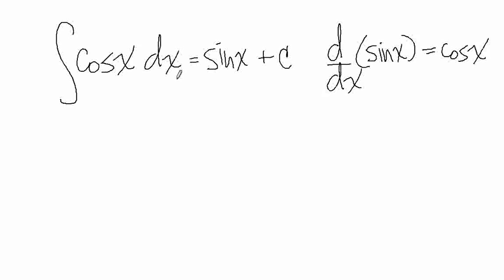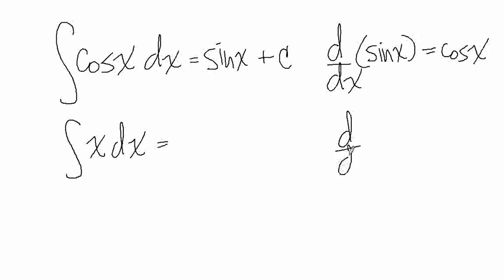Now, let's do another example. Let's calculate the antiderivative of x itself with respect to x. So I'll put that dx. All right? Now, again, to answer the question, what is the antiderivative of x, we have to answer the following. The derivative of some mystery function is equal to x. Can you think of a function that has a derivative with respect to x that's equal to x? Think about that for a minute. You may want to pause the video.